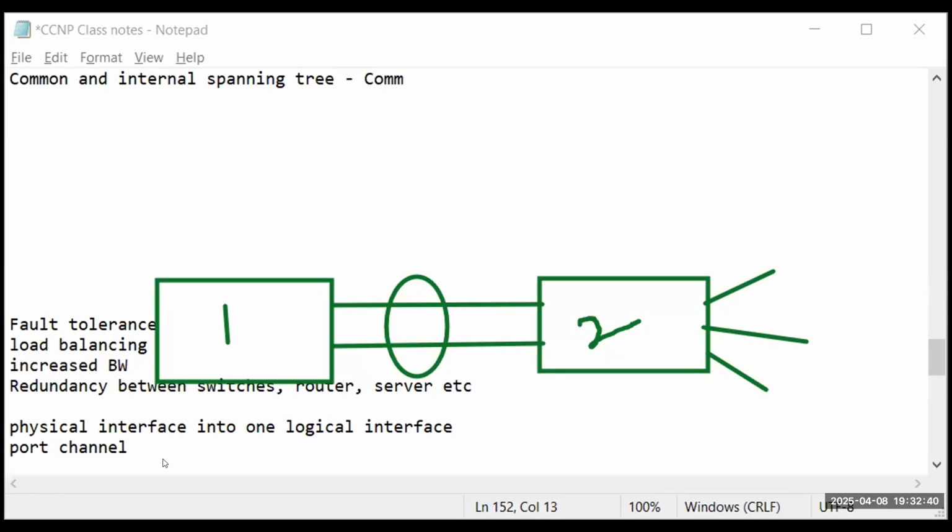Okay. Is it possible to bundle the logical interface? What logical interface? We don't have any logical interfaces to bundle. We can bundle only physical interfaces. Can we bundle logical ones? No, it's not possible. Logical interfaces we cannot bundle.